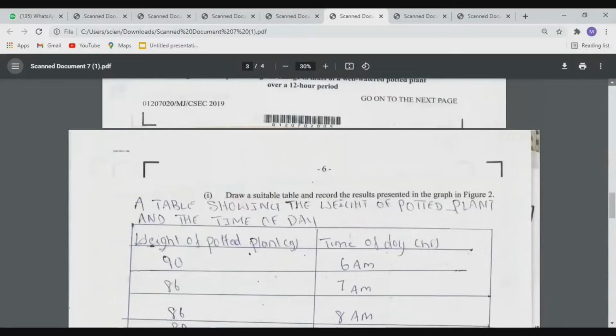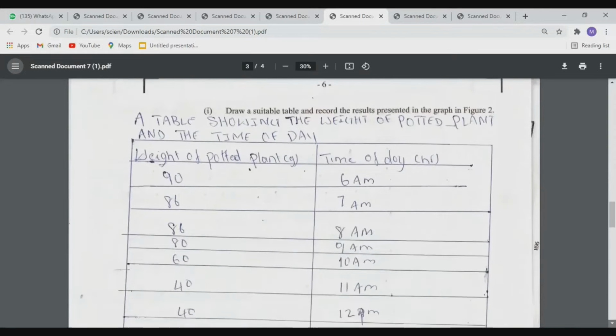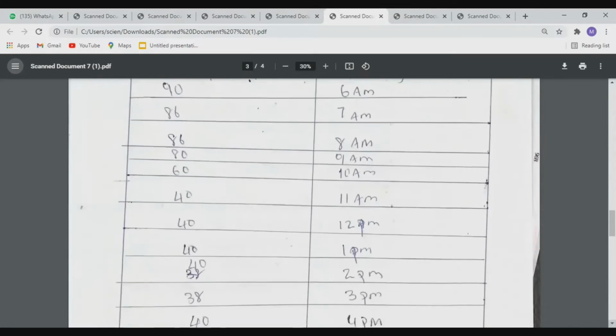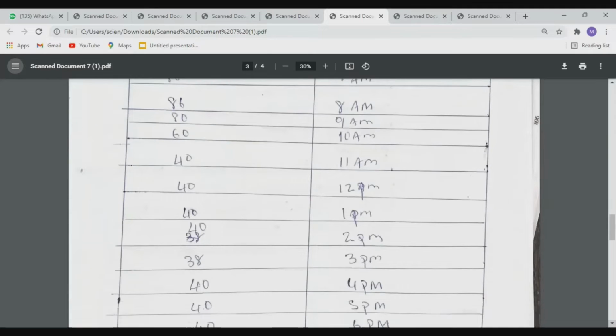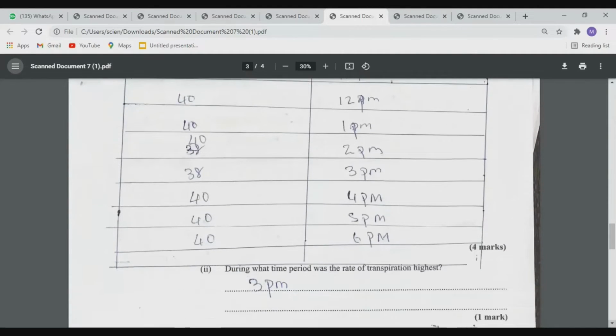Look at the graph. They gave us a title, a graph showing change in mass of a well-watered plant over a 12-hour period. You can get it from here, or you can just utilize what you have in the columns. We have the weight of the potted plant against the time of day, a table showing the weight of the potted plant and the time of day. All right. So please complete your table. This is a completed table. If you need to pause the video to complete the table, you can do so.